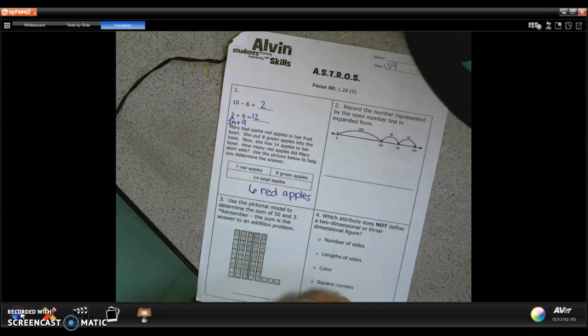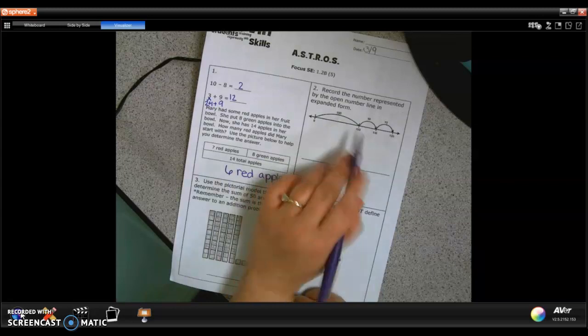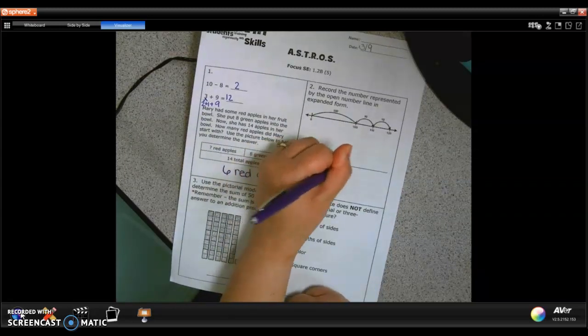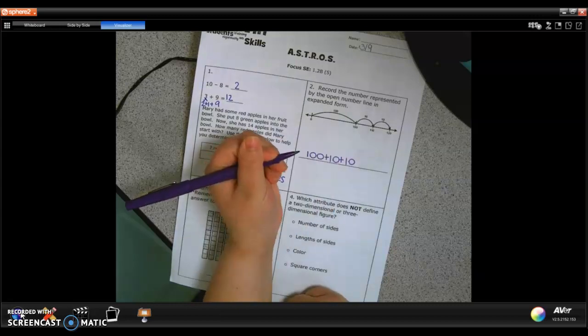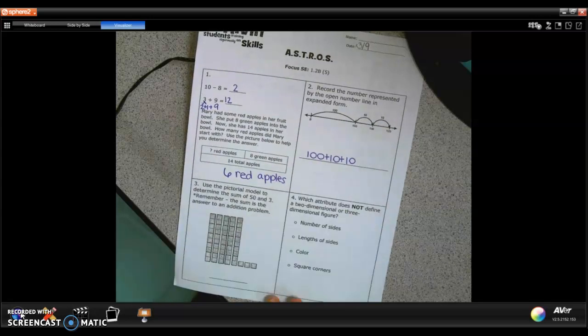Record the number represented by the open number line in expanded form. Well, I know I have right here 100 plus 10 plus 10 more. And so that would be my number that I'm representing, which has a value of 120.